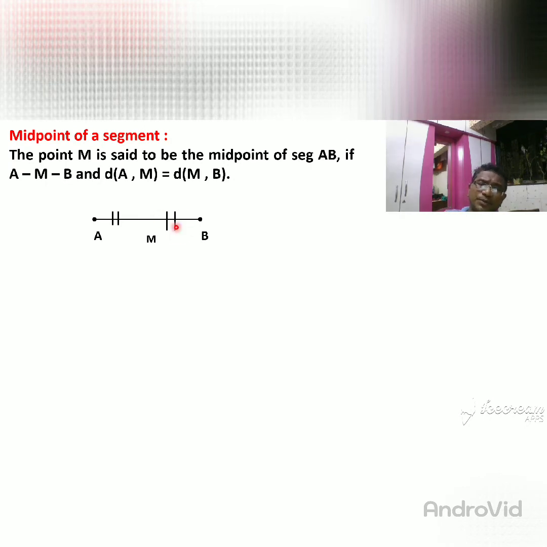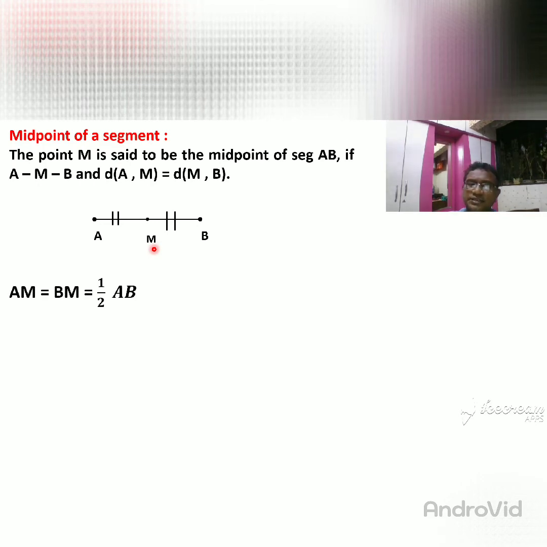So what is the meaning of that? These identical marks are the same. The identical mark on AM and the identical mark on BM are the same. That means that the length of AM is equal to the length of BM. So we can say M is the midpoint.